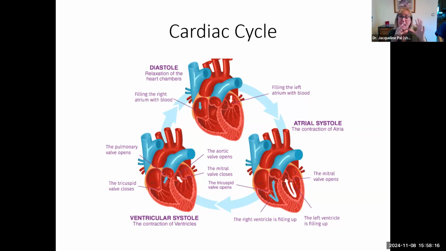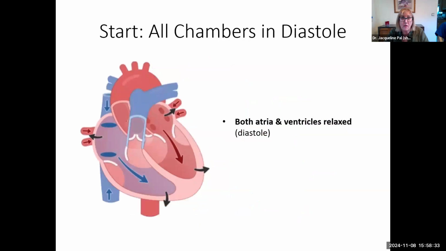Okay, so remember, we're going to have alternating contraction and relaxation between the atria and the ventricles, and that's going to require the SA node to send its impulses across the two atria, followed by the atrioventricular node to send its impulse down the bundle of His and into the right and left bundle branches and across the Purkinje fibers. So what we're going to do when we talk about the cardiac cycle is one whole heartbeat.